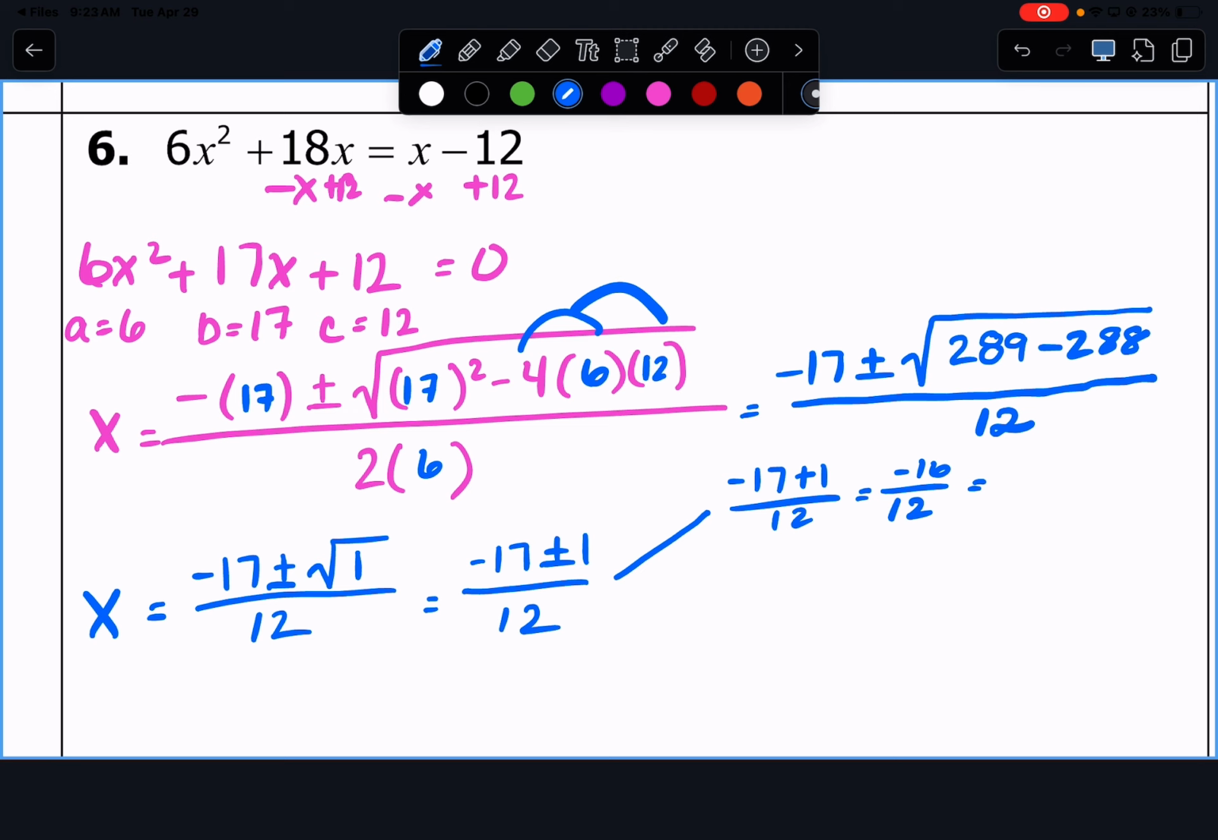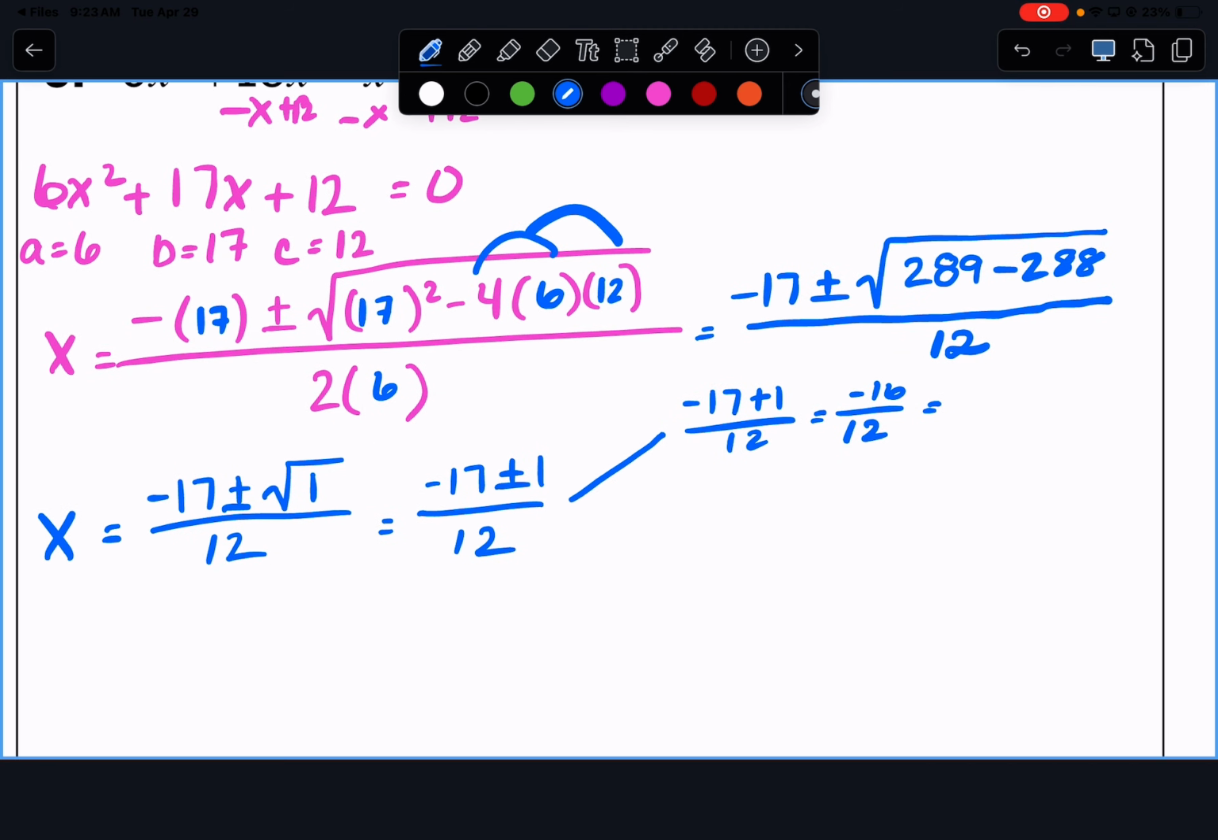What can go into both of them? 2 and 4. So 4 is bigger, so we take it out. What is negative 16 divided by 4? Well, that's negative 4. 12 divided by 4 is 3. So we get negative 4/3.